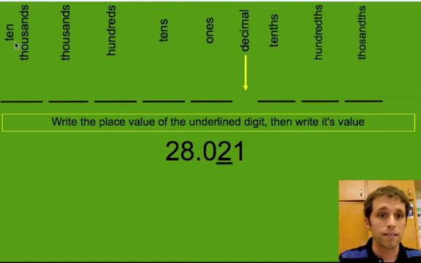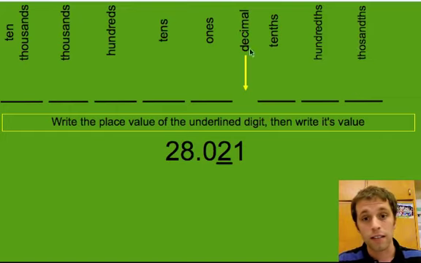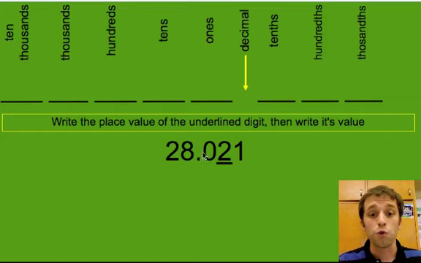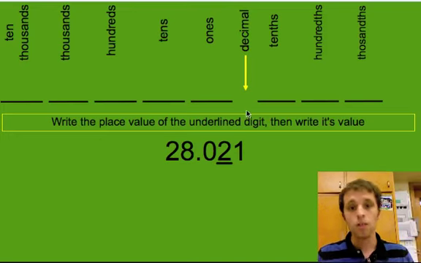They look kind of like this. They have a bunch of lines, and then you can label the different place values until you get the hang of it. So let's start out. We have 28.021. Another way to say that is 28 and 21 thousandths. First thing we want to do is plug that into our chart.